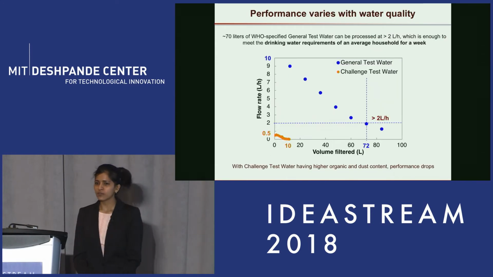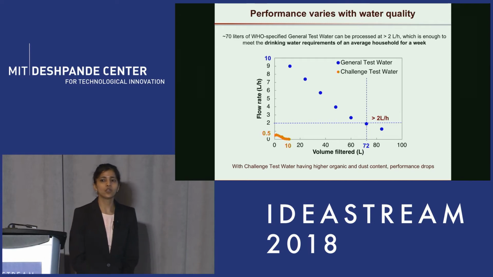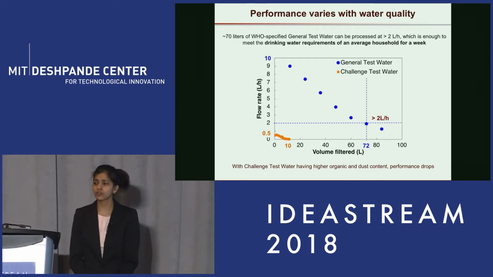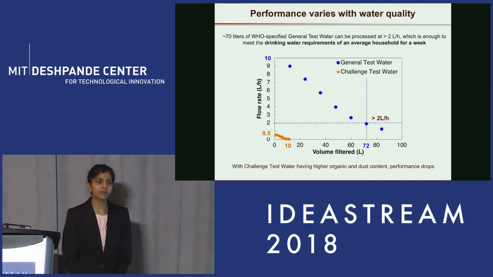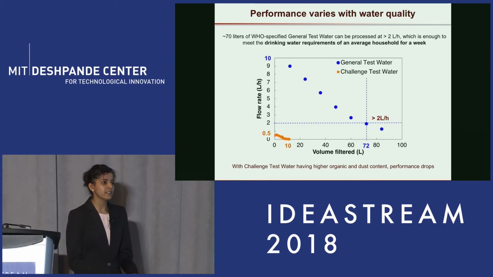So how do these filters perform? The performance varies greatly with water quality. If the water does not have a lot of organic and dust content, then you can easily filter up to 72 liters of water at peak flow rates of about 9 liters an hour. But if there is high organic and dust contamination, then the filter capacity is limited to 10 liters.